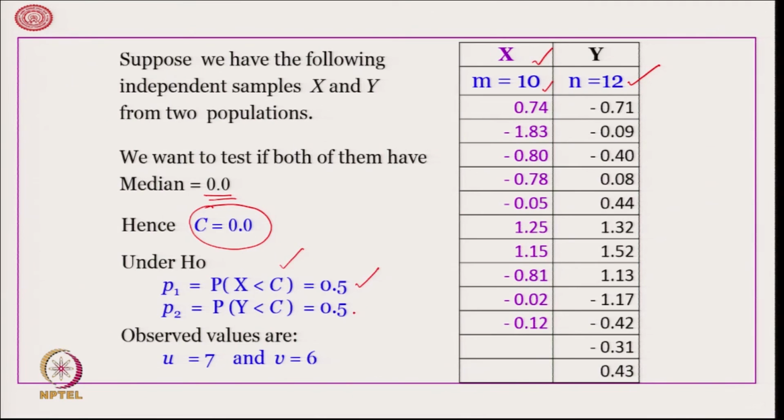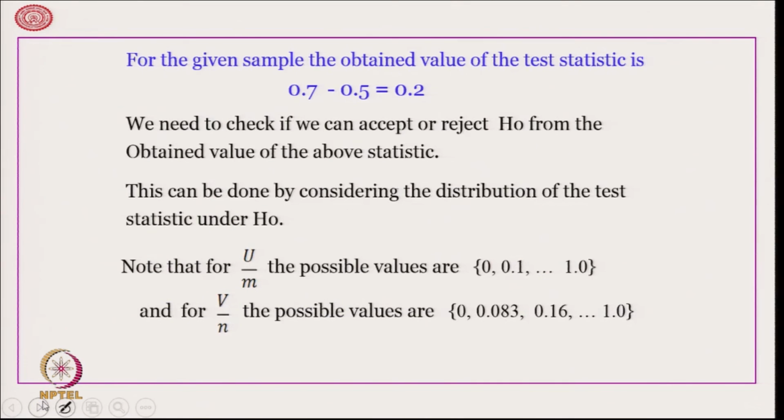Similarly, P2 also has to be 0.5, but the obtained statistic u is equal to 7 and v is equal to 6. Therefore, for the given sample, the obtained value of the statistic is 0.7 minus 0.5, that is 0.2. Therefore, we need to check if we can accept or reject H naught from the obtained value of the statistic.